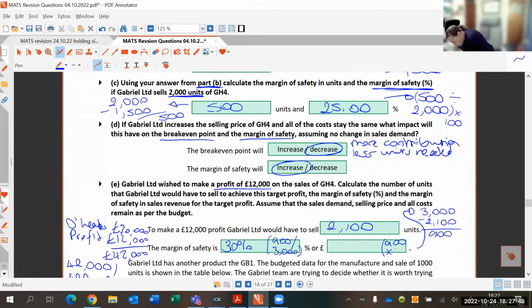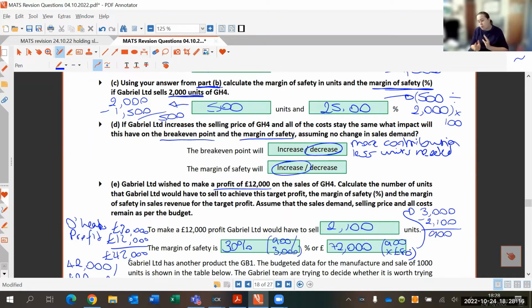So we're going to do 900 times by our selling price. So our margin of safety in units multiplied by our overall sales price. So that should give us £72,000. So on top of what we need to make to cover our costs and that target profit, we're going to have another £72,000. Quite nice. Not too bad.